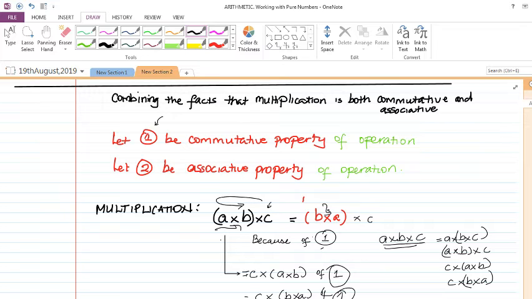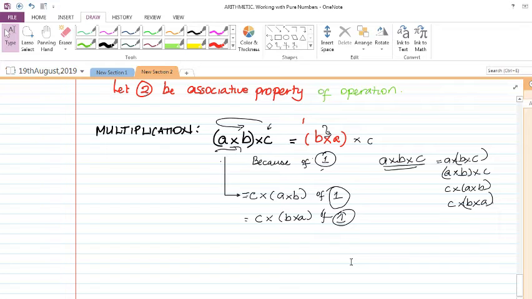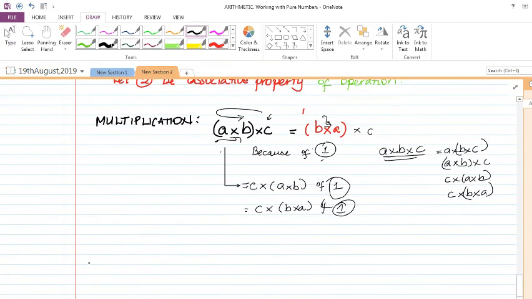Okay, so now I want to do something a little different. I want to state what will happen for addition. So for addition, what we find is that A plus B plus C, no matter how we add it, will be equal to B plus A first.